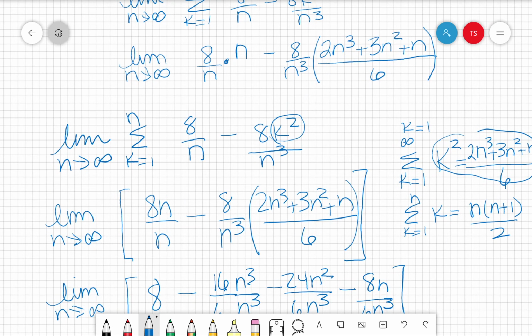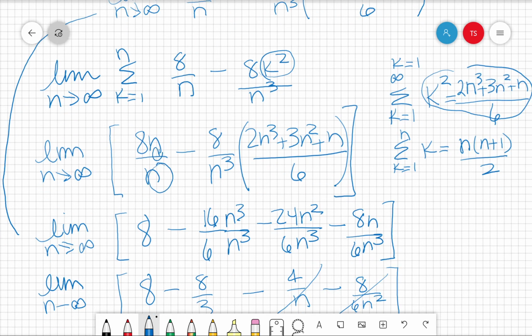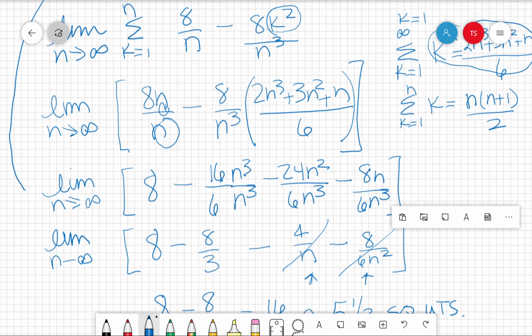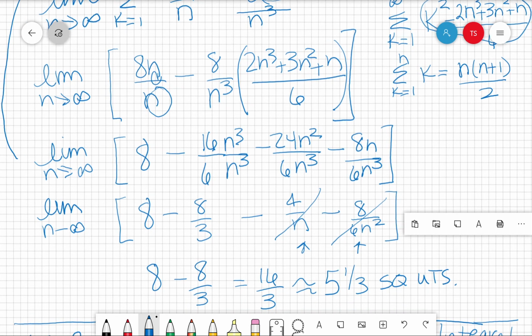Let me skip down here because I already have this written out. What I did is I replaced my constant with n. This is just a constant. And I replaced my k squared with the formula for k squared, 2n cubed plus 3n squared plus n over 6. And now we want to simplify all of that out before we evaluate the limit.